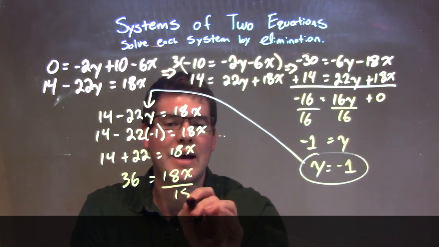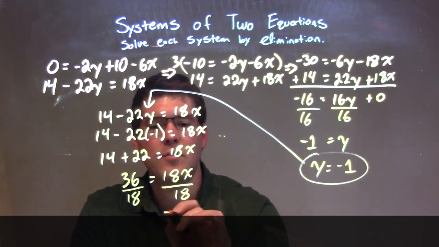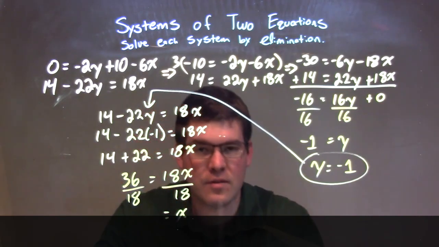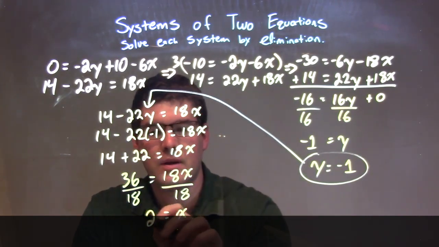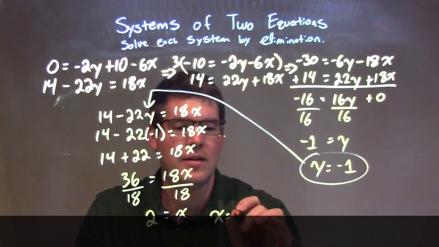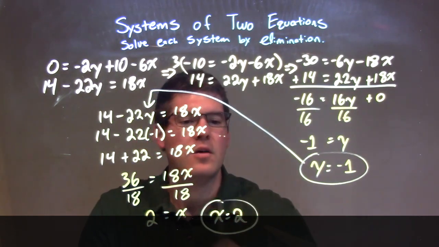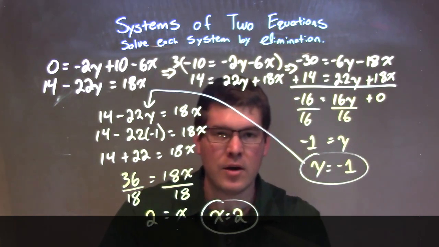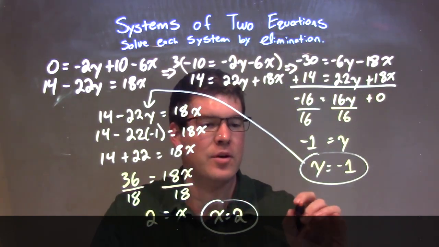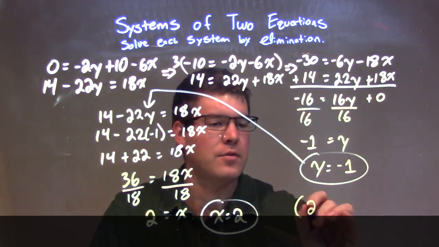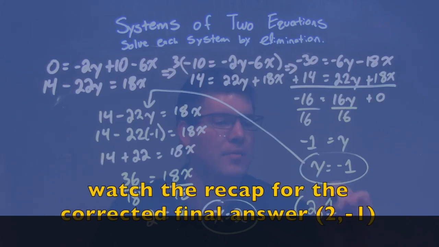I'm going to divide by 18 on both sides, leaving me with x by itself, and 36 divided by 18 is just 2. Now if we want to write x first, we can: x equals 2. So now we have our x and our y value. We can write this as a final answer in the coordinate point form of 2, negative 1. Our x value first, then our y. And there we have it. Our final answer is 2, negative 1.